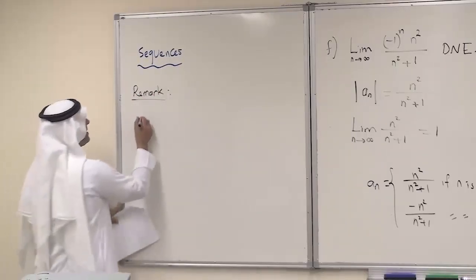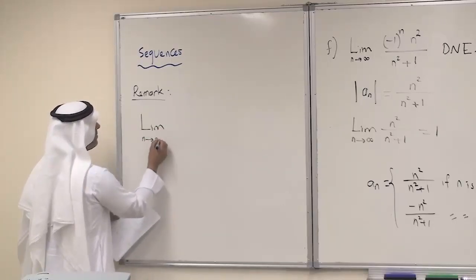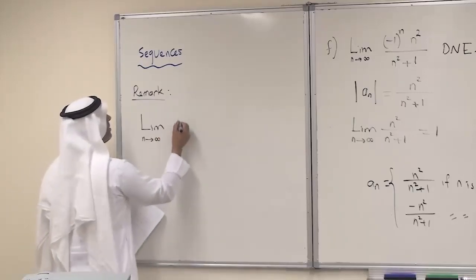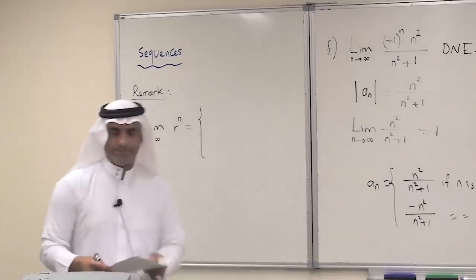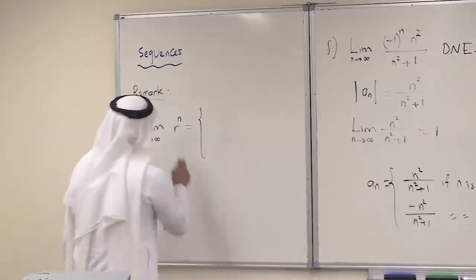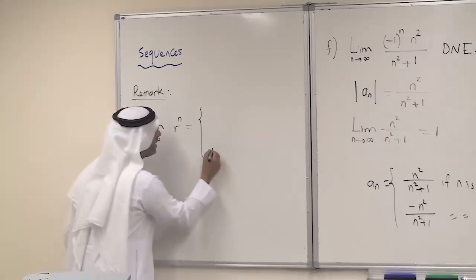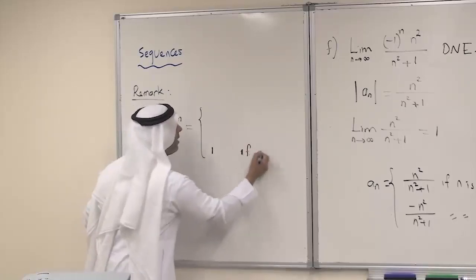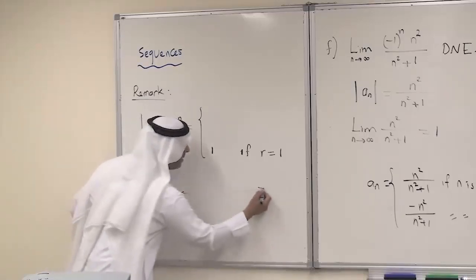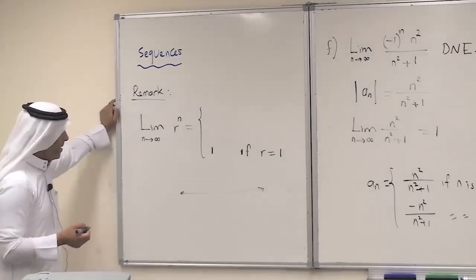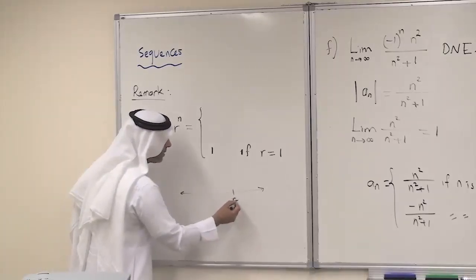The remark says: what is the limit as n goes to infinity of r to the n? Look, what happens if r is exactly equal to 1? If r is equal to 1, this is equal to 1. So this is the real line, and we are considering now r equal to 1. It gives me 1.